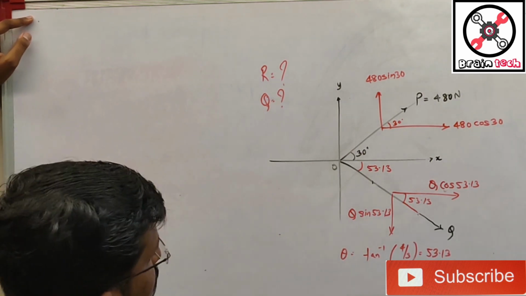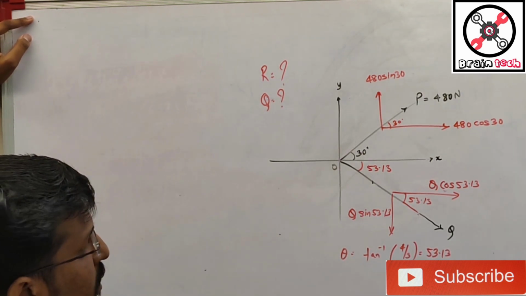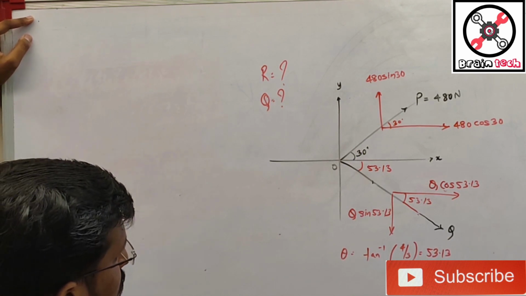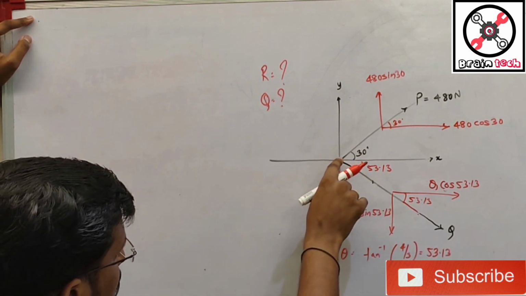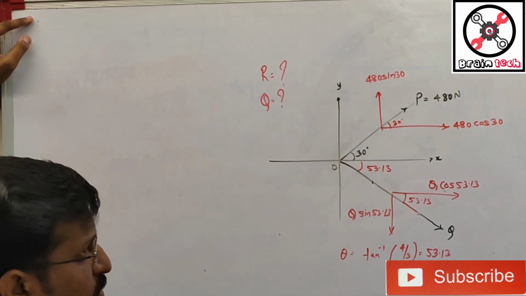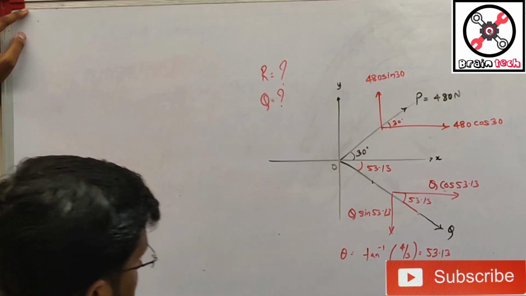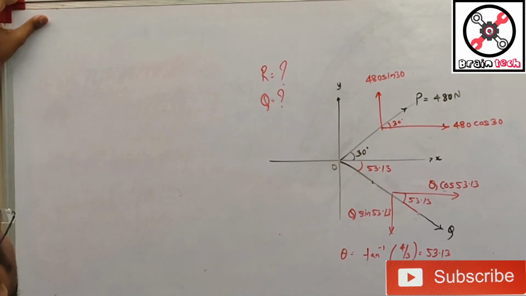One thing I forgot to tell you, why this is a type 1 problem, because we are solving a concurrent system of forces. So concurrent system, why? Because concurrent means what? Point of concurrence. From one point there are maximum forces coming out. So here the two forces are coming out from point O. So that is a concurrent system of forces.